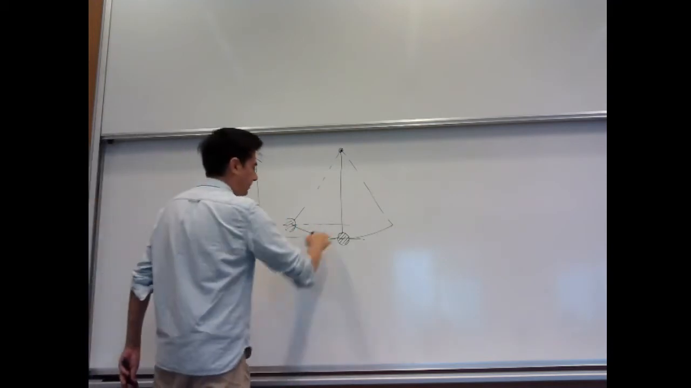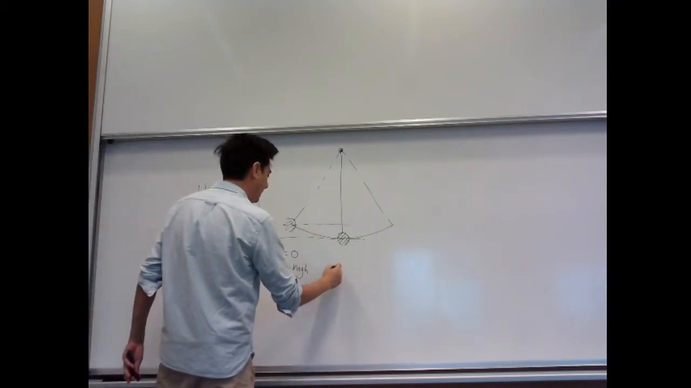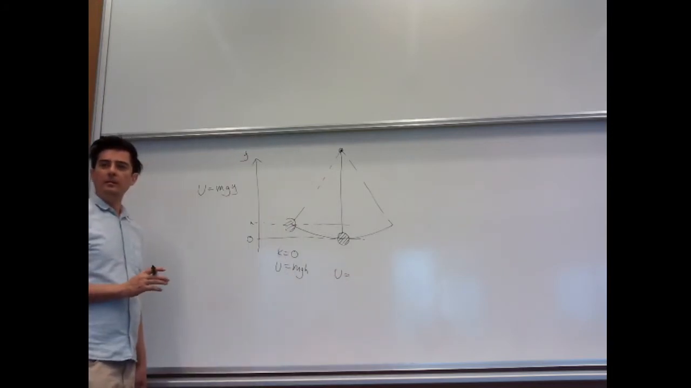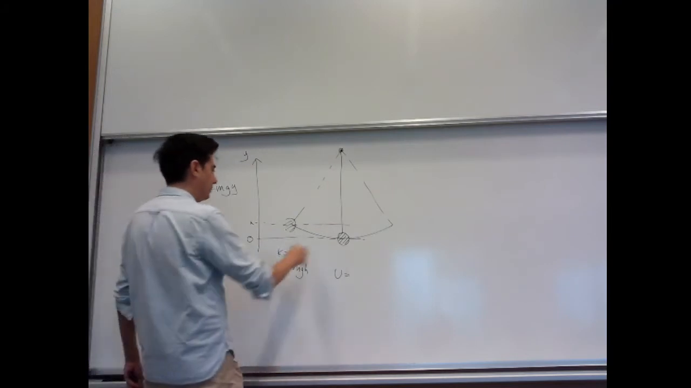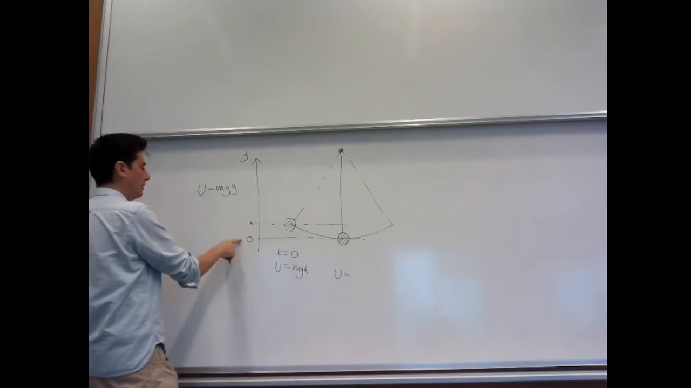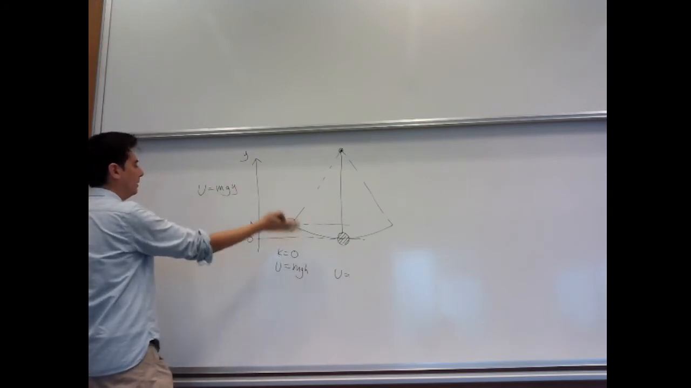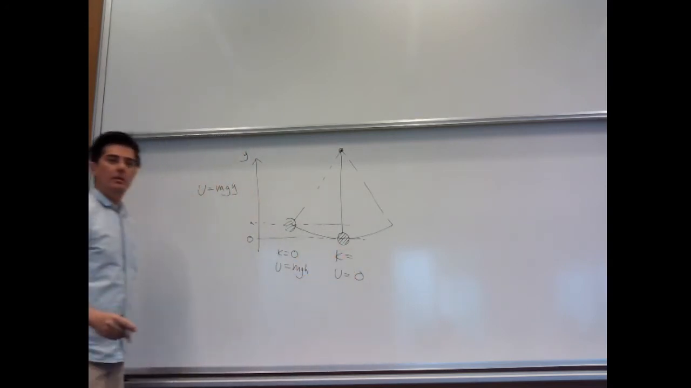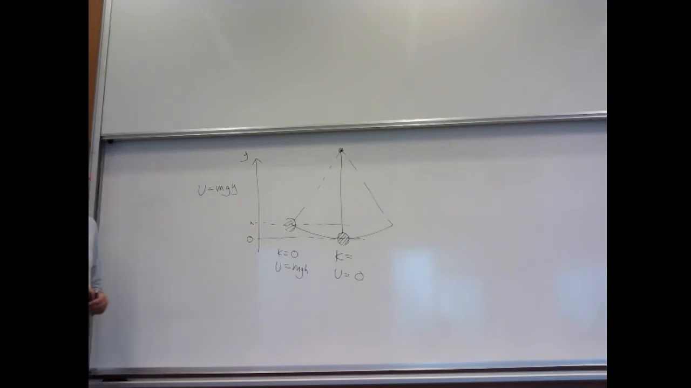And then when it comes down here, what's the potential energy here? Yeah, 0. If you look at this, the y value is 0 here. So mg, we don't know what the mass is here, but it's just 0. And then the kinetic energy, what is this going to be?